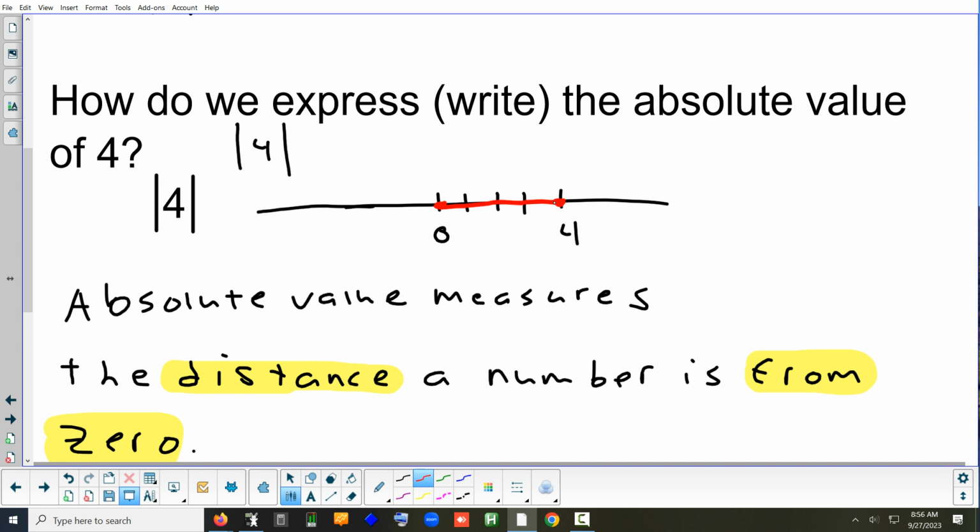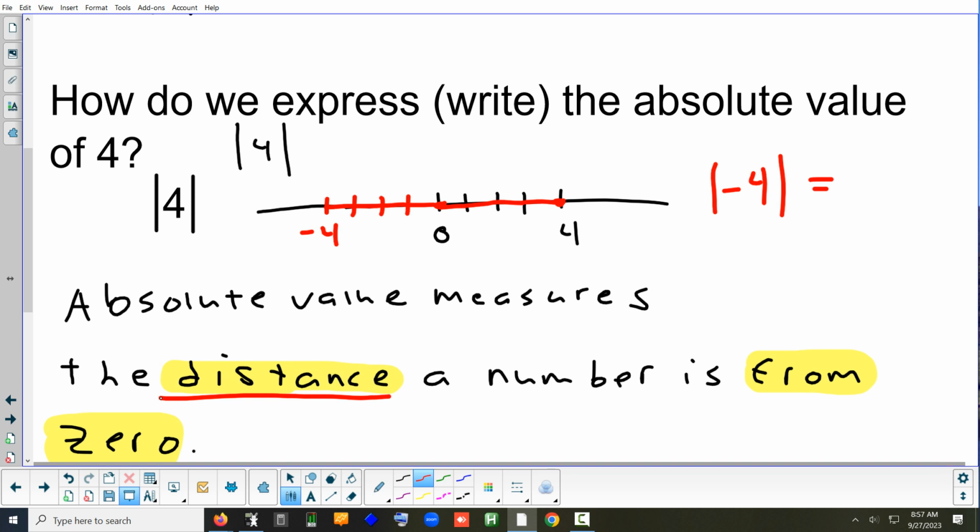Now, is there any other number besides 4 that is also 4 units away from 0? Negative, yeah, negative 4. Negative 4 is exactly the same distance away from 0 as positive 4. 1, 2, 3, 4. So if I asked you to find the absolute value of negative 4, what do you think you would say? Yeah? Negative 4. So remember, absolute value is measuring a distance.